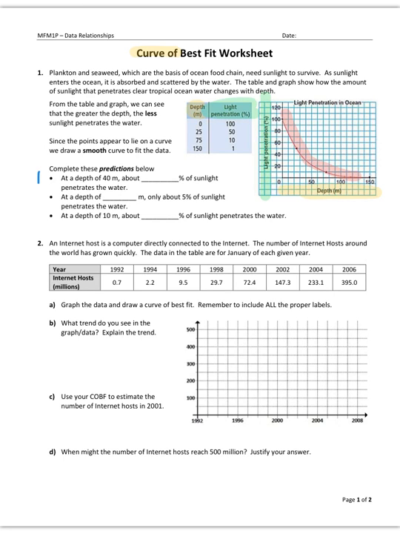Prediction 1: at a depth of 40 meters, so count over on your x-axis to the 40, read across, and our answer tells us that 30% of sunlight penetrates the water.